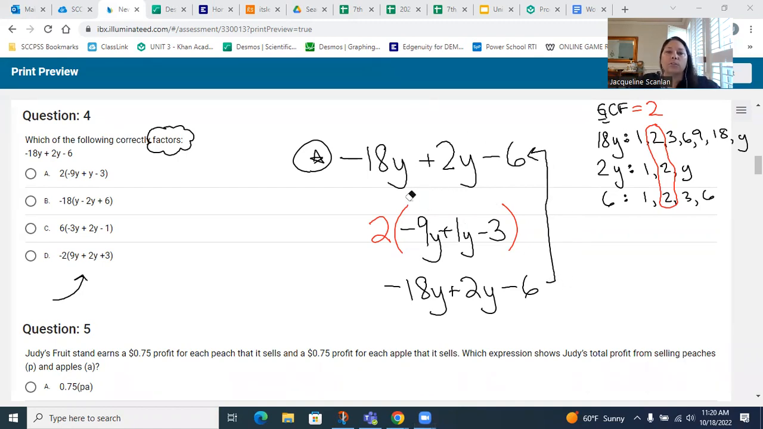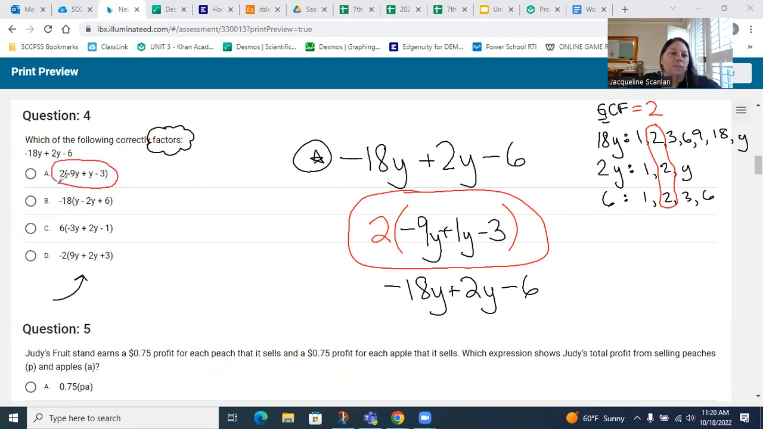Okay, so now what I'm going to do is try to match this middle one up. I'm trying to find this answer over in my answer choices. And the only one that is exactly the same or close enough is this one. The only difference is that it doesn't have the invisible 1 in front of the y. Remember, 1y and y mean the same thing. All right, so A is the correct answer.